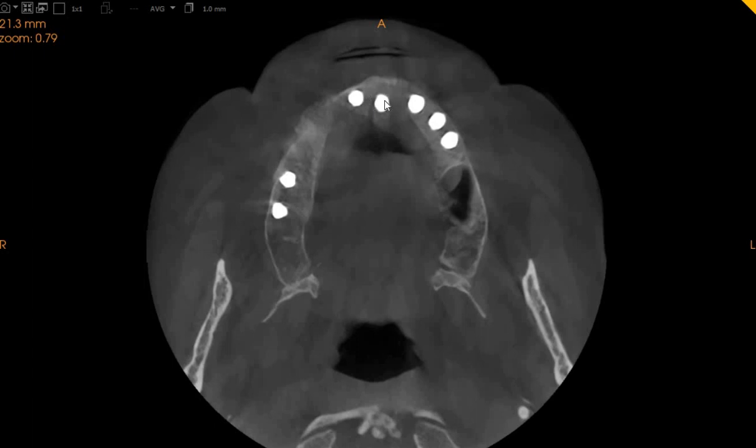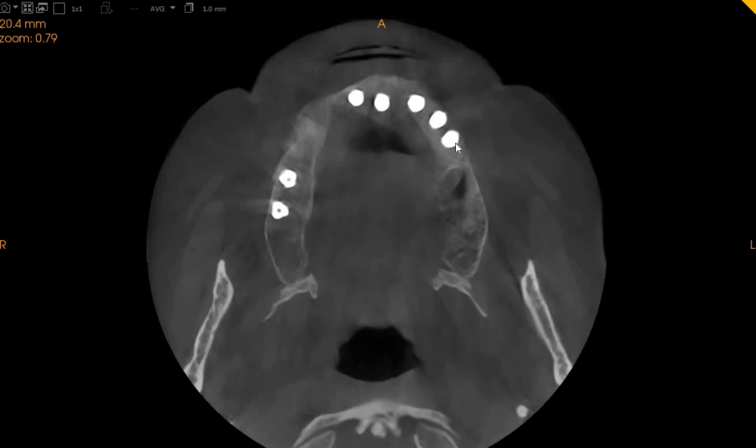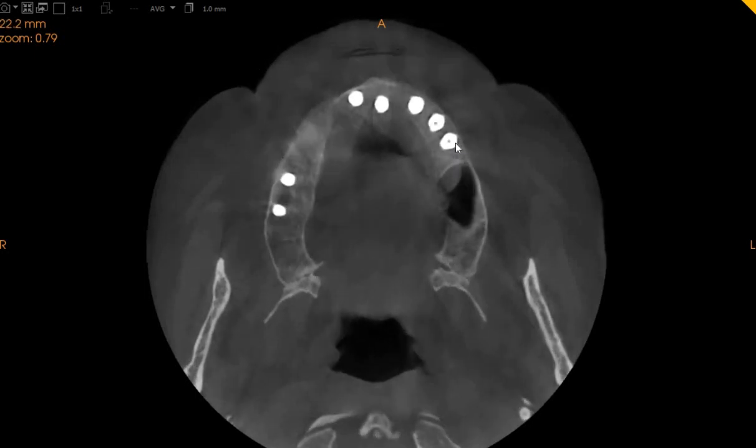This one is the upper left central incisor region, again placed quite center of the ridge and at the same time very close to the incisive foramen. This is the upper left canine, first premolar, second premolar region, and this is how they look on the X-ray.